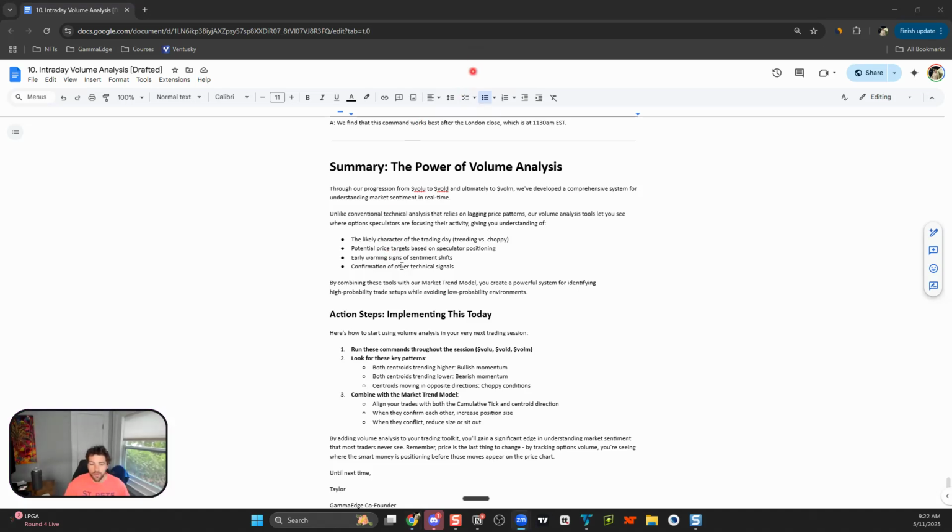This also helps give you confirmation of technical signals through what's happening under the hood. By combining these tools with a market trend model, you create a powerful system for identifying high probability trade setups while avoiding low probability environments for your trading system.